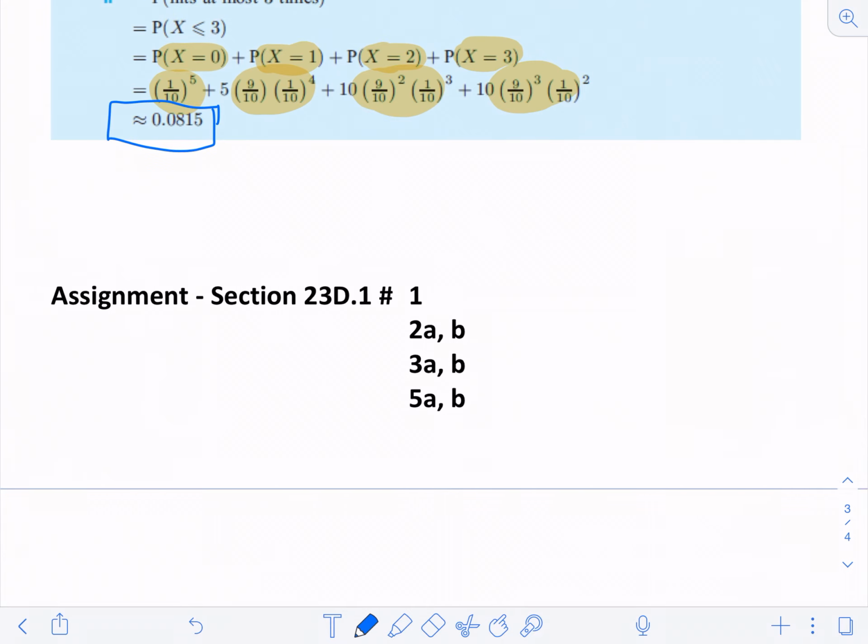And so here's the assignment for, again, section 23D1. It's numbers 1, 2, 3, and 5. Check those out. And we have an assignment on eCampus as well.